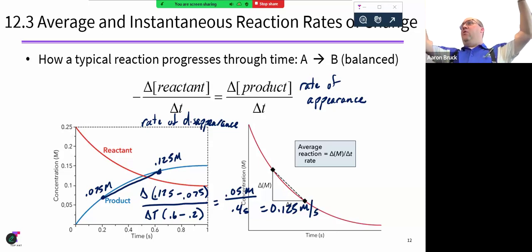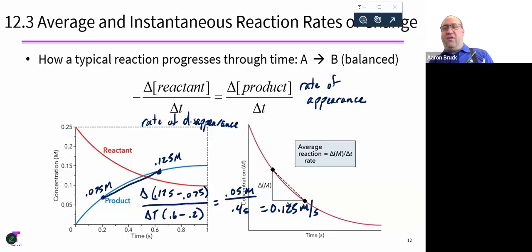Over that time interval, the average rate of change was about 1/8 of a molar per second, 0.125. And we could do this for any part of that reaction curve. Pick any 2 points, take the average rate. So that's one way of measuring.